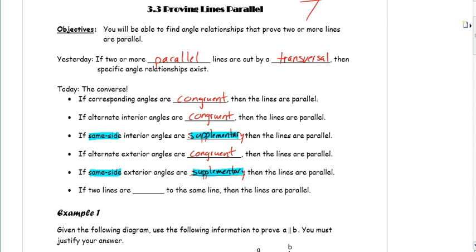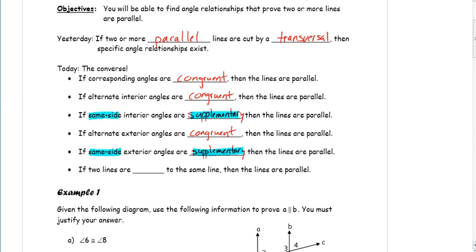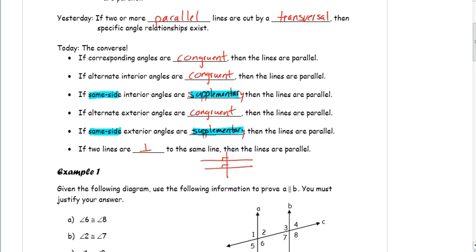Lastly, if two lines are perpendicular to the same line, then the lines are parallel. Meaning if both lines are creating 90-degree angles, then they have to be parallel to each other because they're going at the same exact angle. So if this is 90 degrees, this is 90 degrees, then those lines have to be parallel. So again, going backwards from what we did yesterday.